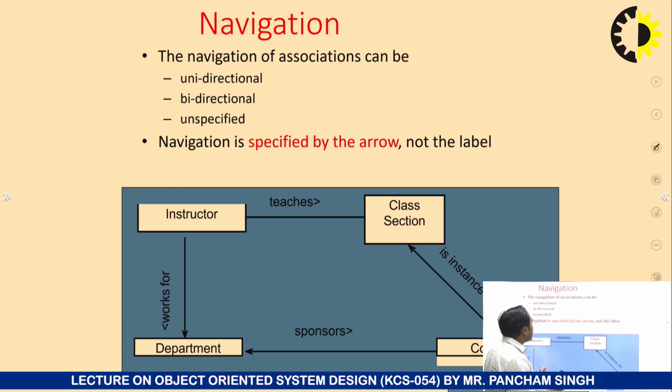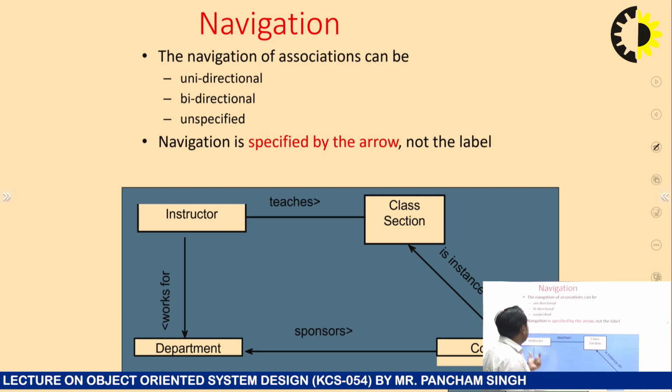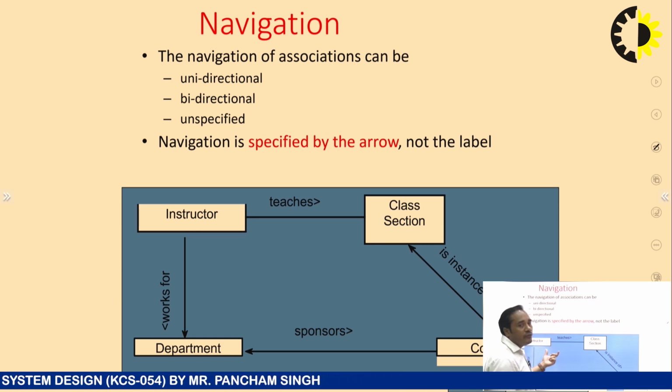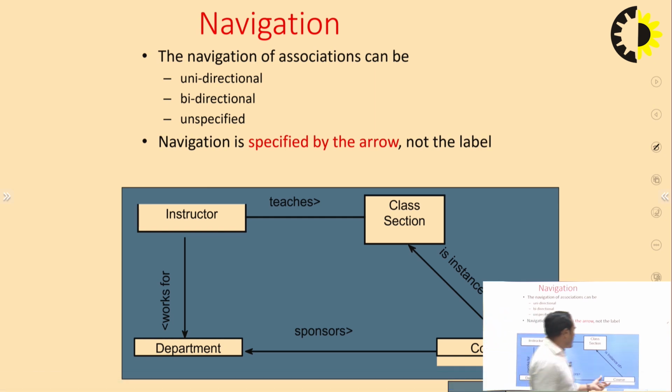So in this diagram we are showing instructor and class section. Every class section has one instructor. See, it shows the one-to-one association. Similarly, many instructors are associated with the department. Similarly, you can say course is associated with the department, and similarly course is an instance of class section. So this shows the navigation.